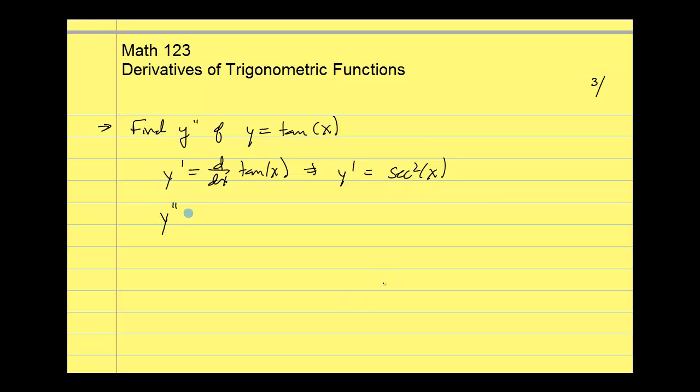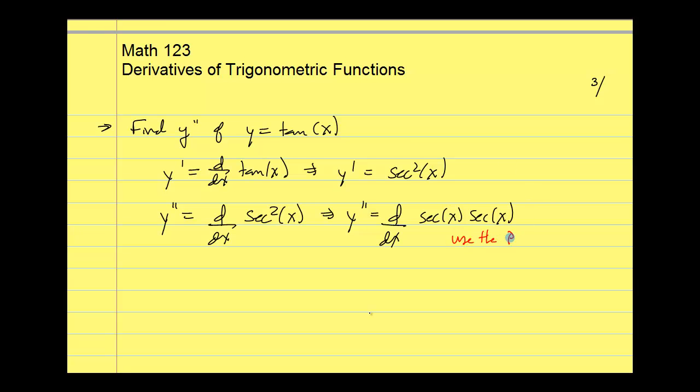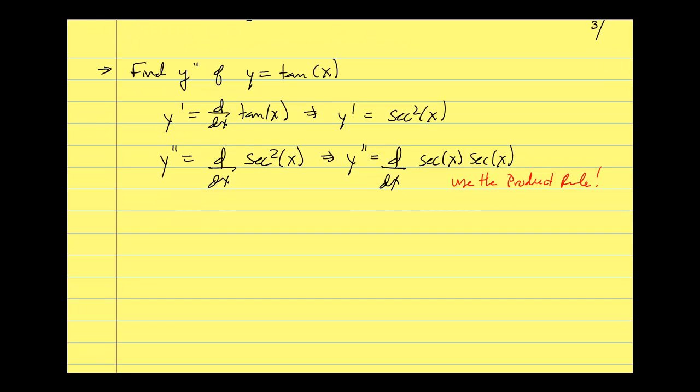Now, to find the second derivative, we need to take the derivative of the first derivative, so we need the derivative of secant squared. Okay, so I don't know the chain rule yet, otherwise I could use the chain rule. So I'm going to have to write this out as secant x times secant of x and use the product rule. So let's go ahead and write that product rule out. So I have y double prime is equal to the first function times the derivative of the second plus the second times the derivative of the first.